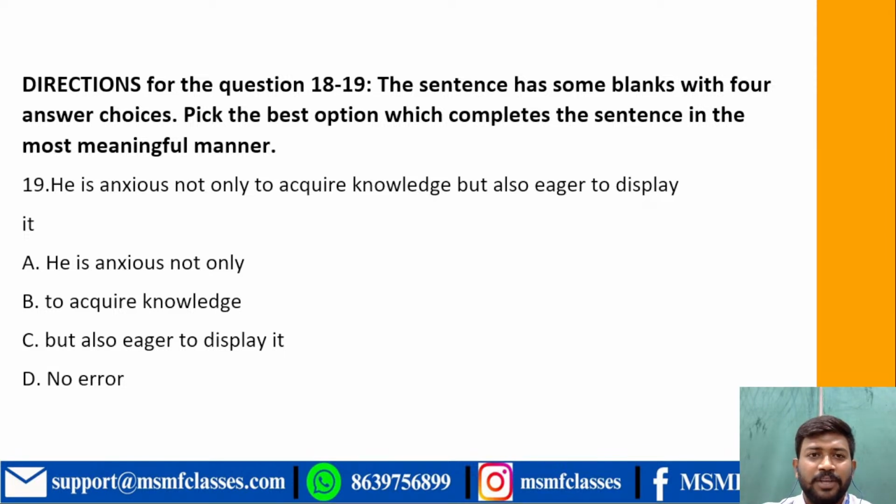Okay, here we have one more. He is anxious not only to acquire knowledge but also eager to display it. So where is the error? Where is the error in this sentence? It is very easy. I will give a clue also here. We have a small clue: not only and but also. These two are the correlative conjunctions.